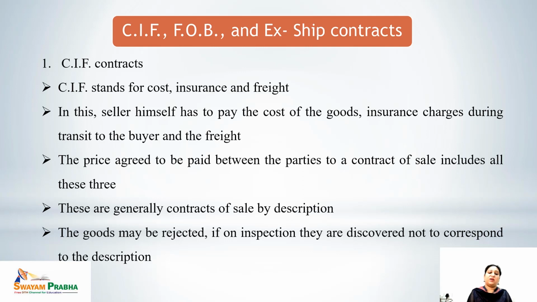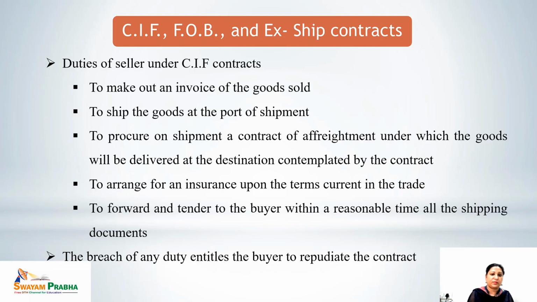When the goods are sent on approval or on sale basis, the goods may be rejected if on inspection it is discovered that the goods are not according to the sale by description. The goods can be rejected, but the cost, insurance and freight are to be paid by the seller, and there is a specific express contract before the delivery of the goods.